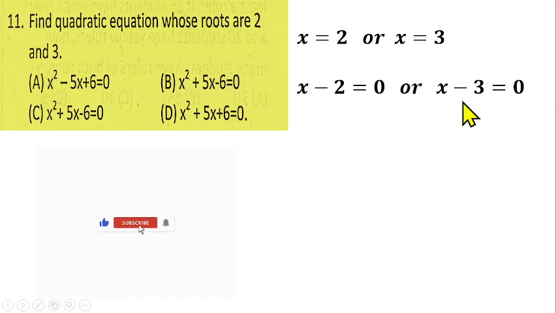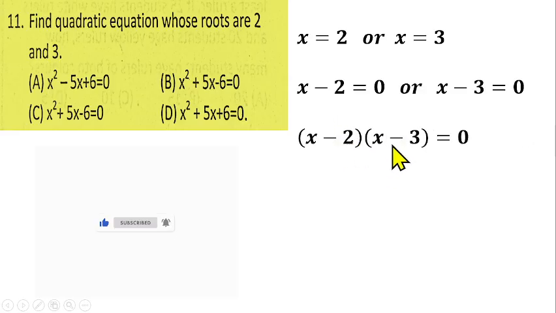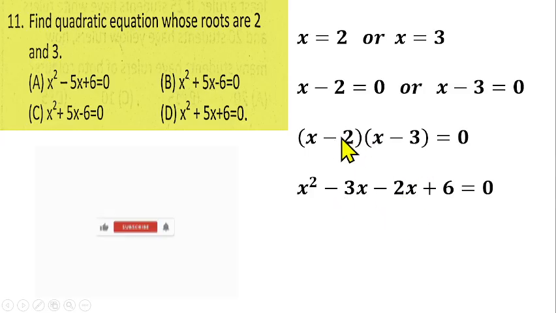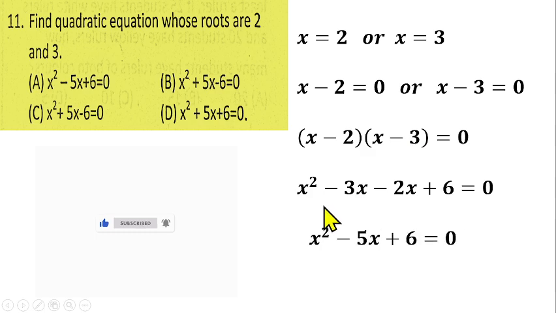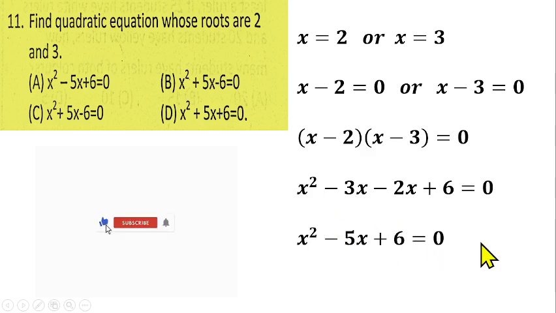So that means the product of these two should be equal to 0 as well. So we have x minus 2 multiplied by x minus 3 equals to 0. Expand the bracket, x times x gives us x squared. x times minus 3 gives us minus 3x. Minus 2 times x gives us minus 2x. Minus 2 times minus 3 gives us plus 6 equals to 0. Collect like terms, you have x squared minus 5x plus 6 equal to 0. So which is the quadratic equation whose roots are this and this. So option A is the correct option for question number 11.